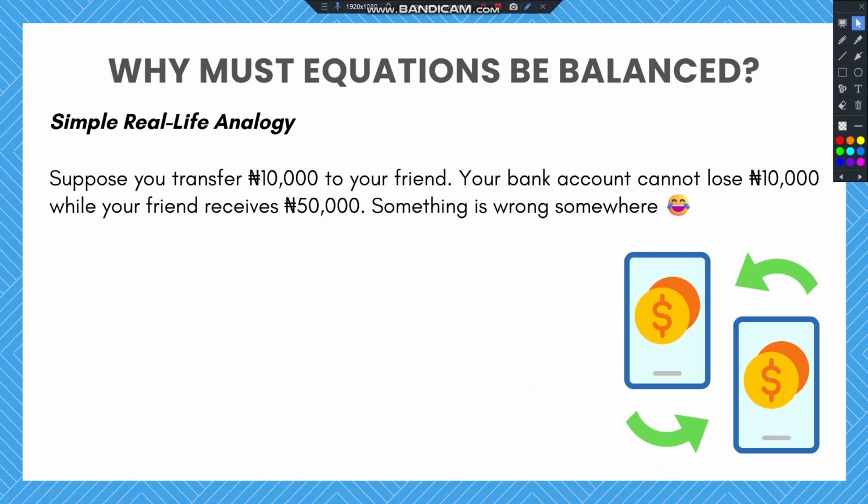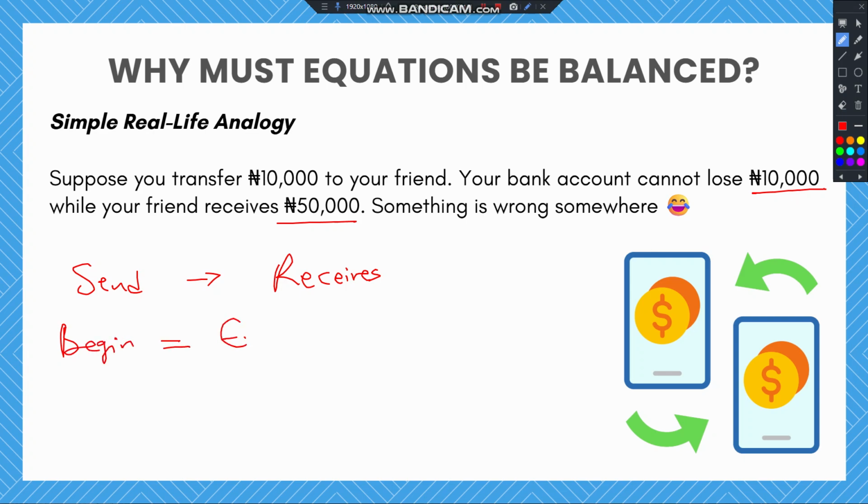So here's another simple real life analogy that I believe you can relate with. Suppose you transfer some money to your friend, let's say 10,000 naira. Your bank account cannot be debited for 10,000 naira and then your friend receives 50,000 naira. Something must be wrong somewhere. The amount that you send must be equal to the amount that your friend receives. In the same way, whatever you begin with in a chemical reaction must be equal to what you end with.